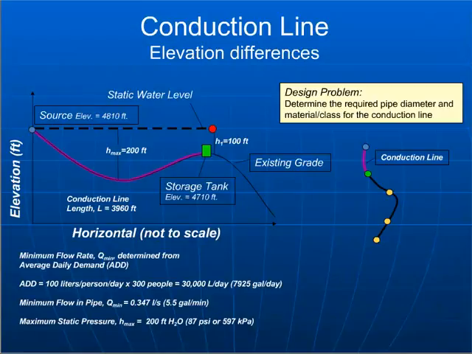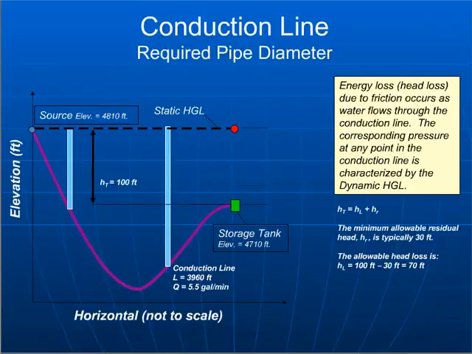But then the other important factor is the maximum static pressure that this line is going to be subjected to. In this example, we show a source that kind of, the line drops down into a valley and then goes back up onto a hill for the storage tank. And so even though the elevation difference between the source and the storage tank is about 100 feet, there's a maximum pressure there of 200 feet that this pipe material needs to be able to withstand.